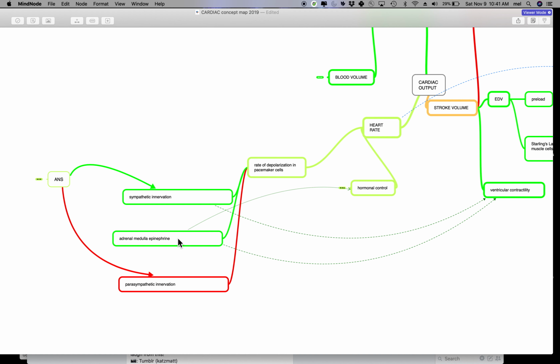So the one hormone that you know right now that controls heart rate is epi, but there is another one, and it's thyroid hormone. Thyroid hormone has a relatively minor but long-term impact on heart rate, meaning that if you have hyperthyroid, your heart rate tends to be faster. Hypothyroid, your heart rate tends to be slower.